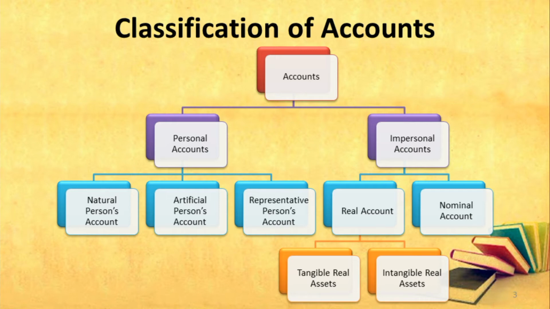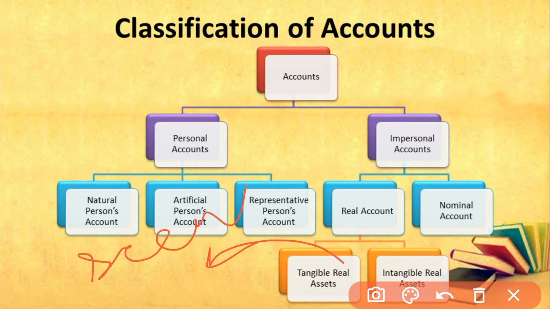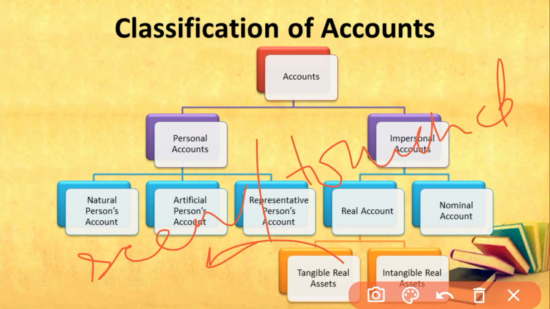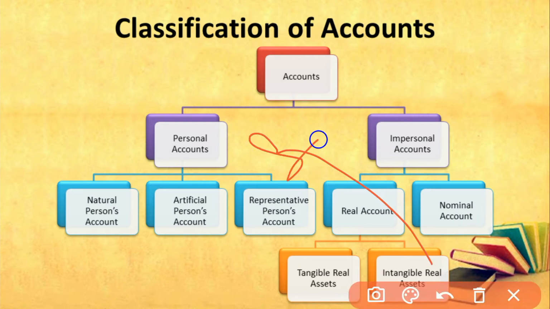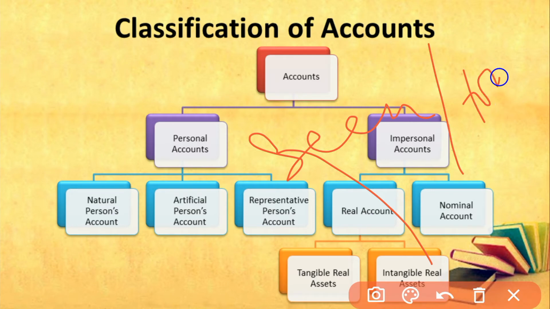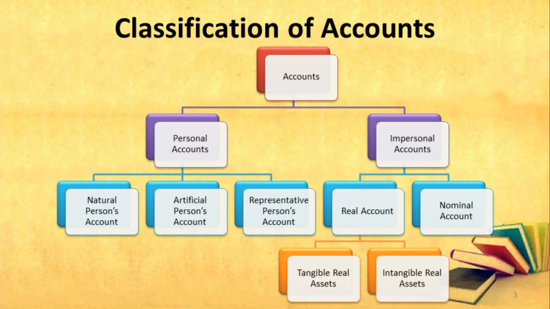Okay, still, if you want to understand: tangible assets are those assets which can be seen or touched. So assets that can be seen and touched are known as your tangible assets. For example, machinery, furniture, etc. Whereas your intangible assets are those assets that cannot be seen or touched. For example, copyright, trademarks, etc. Okay, so we'll study the types of accounts, the classification of the accounts, in depth.